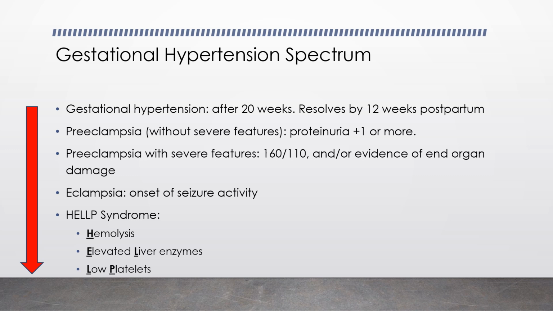Now, the way we would know if the liver was involved is by monitoring liver enzymes. So you'll see the provider order an ALT, AST, LD. You'll probably see a uric acid, which is an indication of renal involvement.